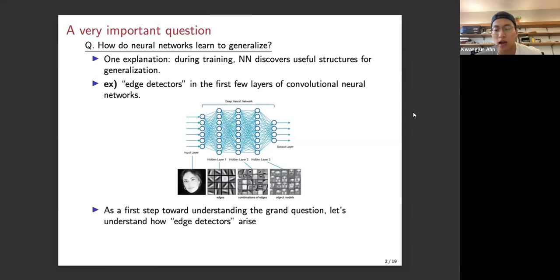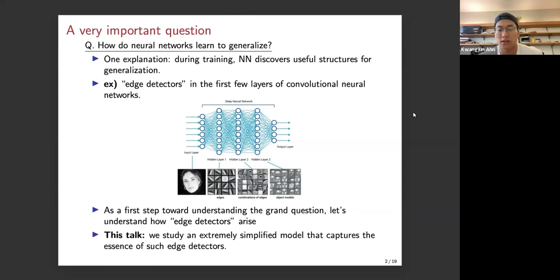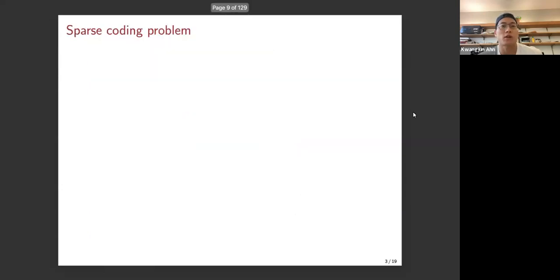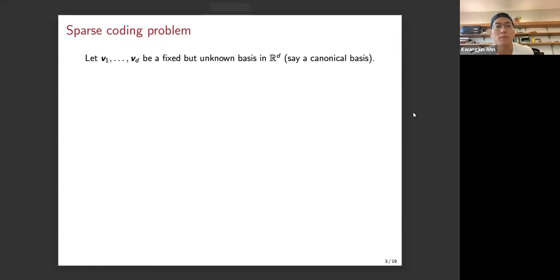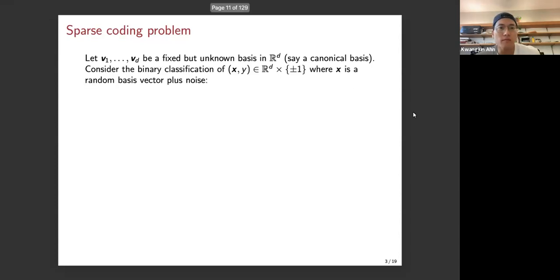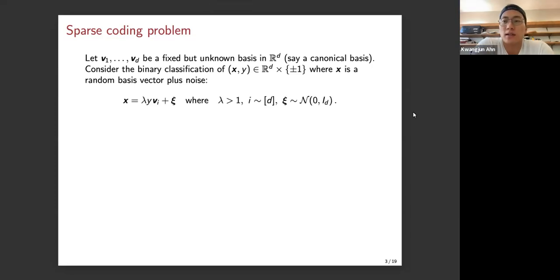And in order to understand how these edge detectors arise, we're going to study a simple concrete model called the sparse coding problem. To define the problem, let V1 up to Vd be a fixed but unknown hidden basis in Euclidean space. Then the sparse coding problem is nothing but the binary classification problem of (x, y) pairs, where x is defined as lambda times y, which is a plus-minus one label, times vi, one of the bases, plus noise.